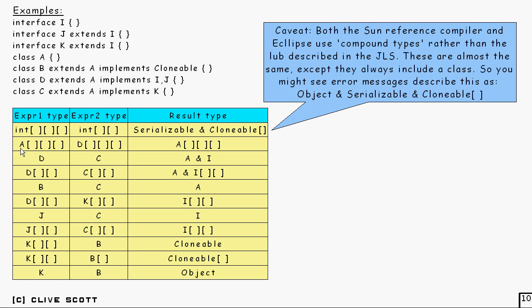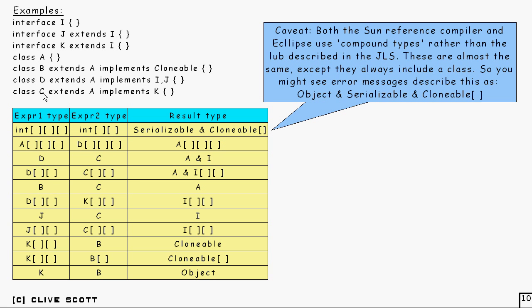Okay, so what about these A and D multi-dimensional arrays? What's common between A and D? If you look at this, A is just A by itself, D extends A. So pretty clearly, if we take off all these pairs of brackets, we're looking at A and D, then the answer is going to be A, with all those brackets. That's pretty straightforward.